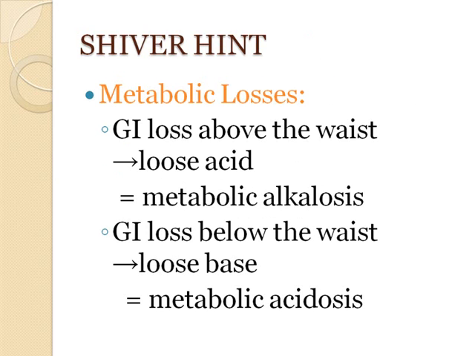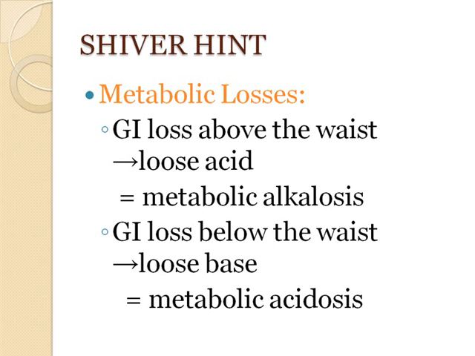Here's a hint when talking about metabolic losses. Anything that the patient loses above the waist, and I'm talking about GI related. So GI loss above the waist, they're going to lose acid. So think about everything that's in the stomach and above to the mouth. If you lose any fluid this way, through vomiting, NG tube, what have you, you're going to be losing acid. Because we lose acid, that means the body's going to be in an alkaline state, or a metabolic alkalosis.